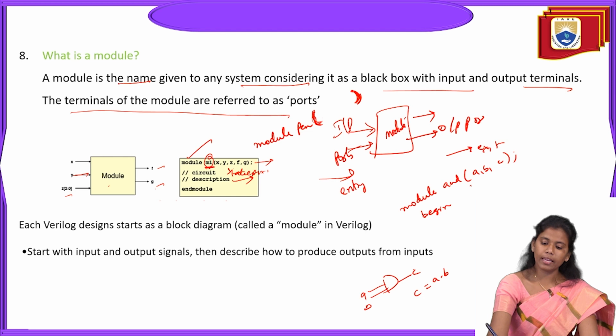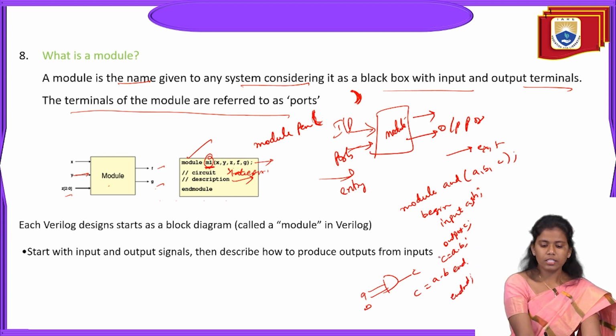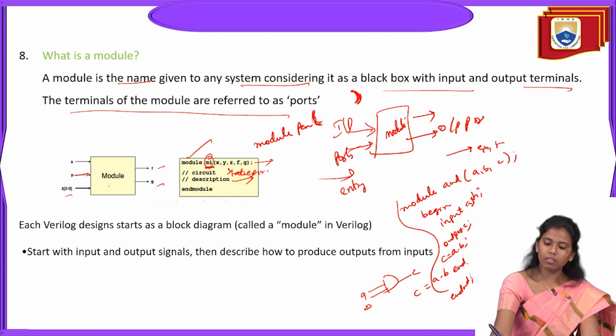In the statements, I can mention again inputs as A, B, output as C. Later, now I have to describe the gate. What is the functionality of a gate? The functionality of the gate goes like this: C is equal to A dot B. And then I need to end. Then end module. So this is how I can write a particular code. So here, description, end module. If you are starting the code with module, then obviously you have to end with end module.